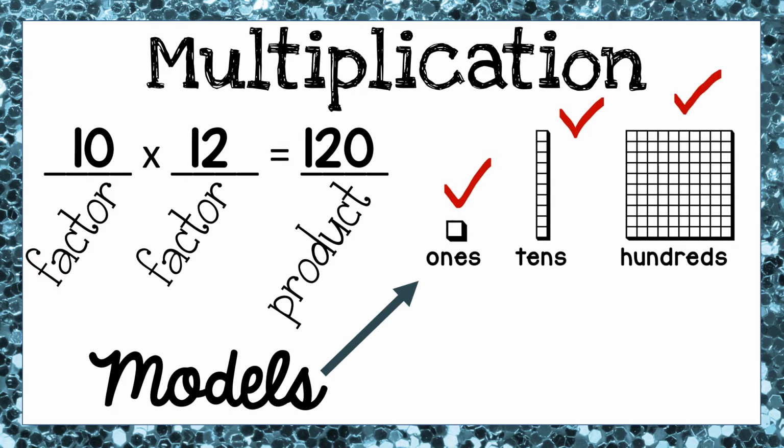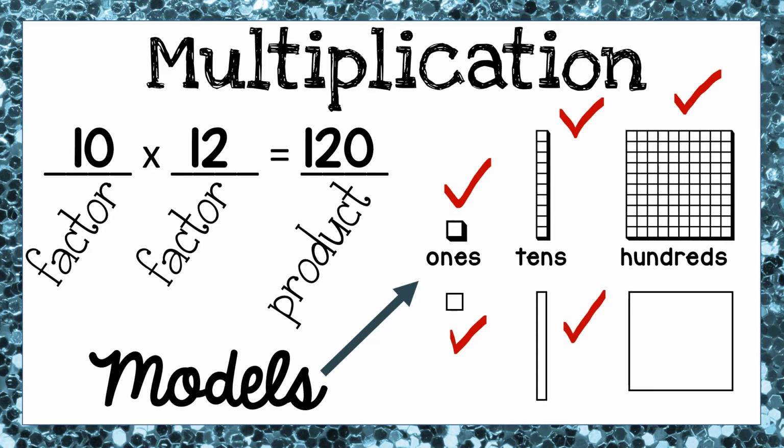Now, these can also be represented in the models we're going to talk about today, like this. This would represent a 1, just a small hollow square. A long, skinny rectangle represents 10, and a 100 can be represented with a larger square.